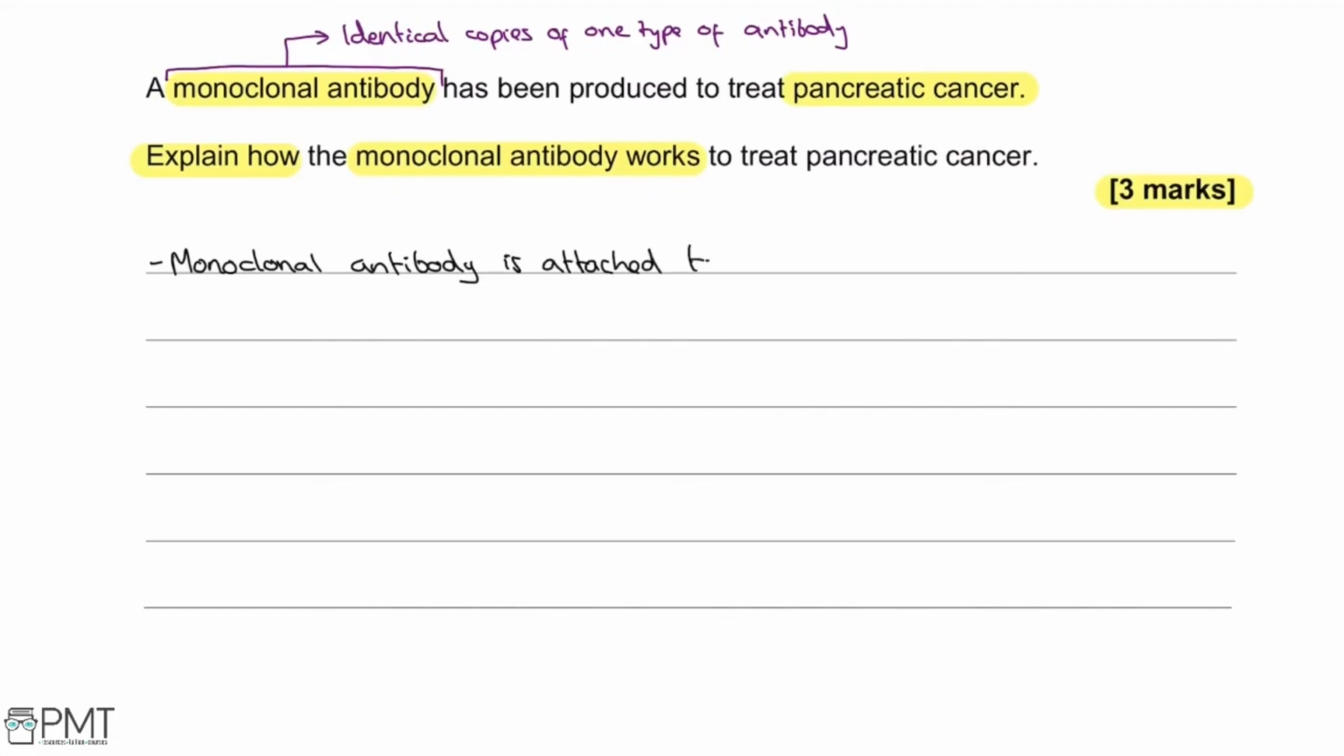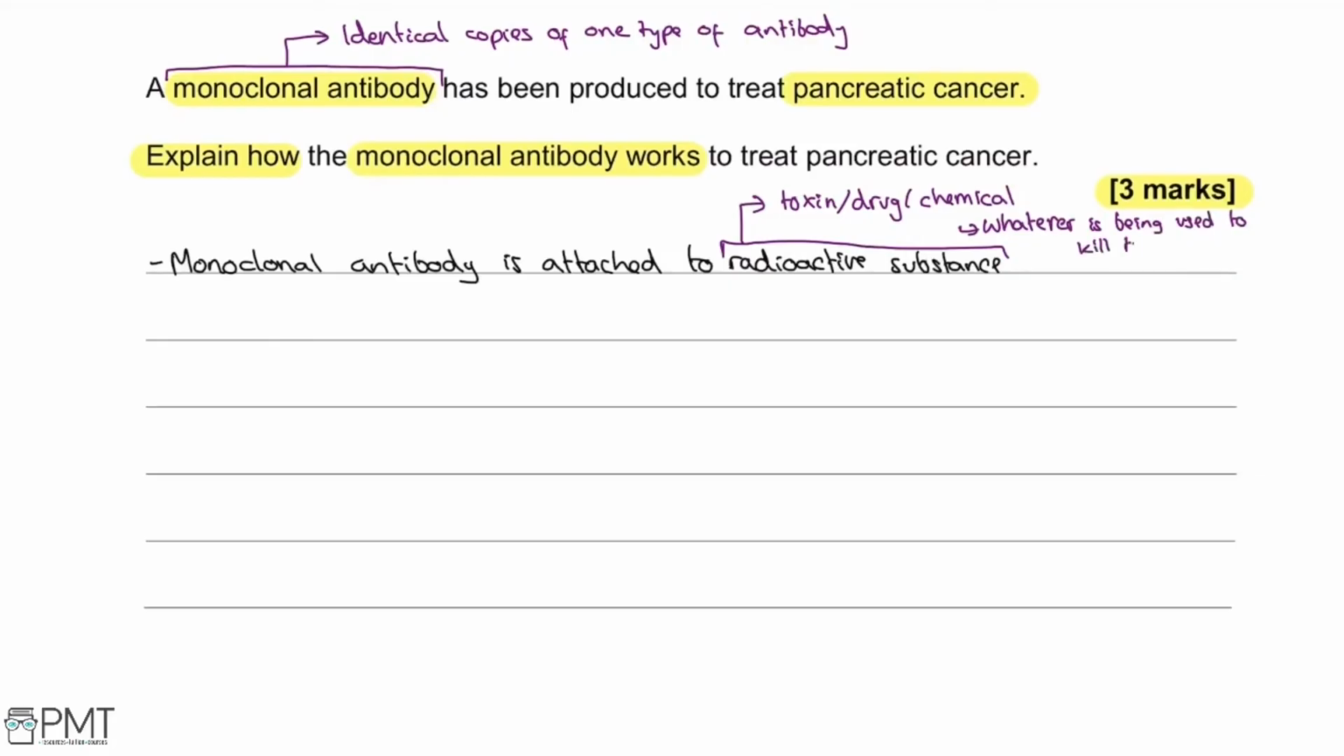Well, what you need to say here is that the monoclonal antibody is attached to a radioactive substance, and by radioactive substance we mean whatever's actually attacking the cancer. So the mark scheme will allow you to put toxin or chemical or drug. It's just what's being used to kill those cancerous cells. Now, monoclonal antibodies are specific, and so for your next mark, you've got to say that the monoclonal antibody will only attach to the target, and for this you can say cancerous cells or you can call it the tumour. The mark scheme doesn't mind either of them.